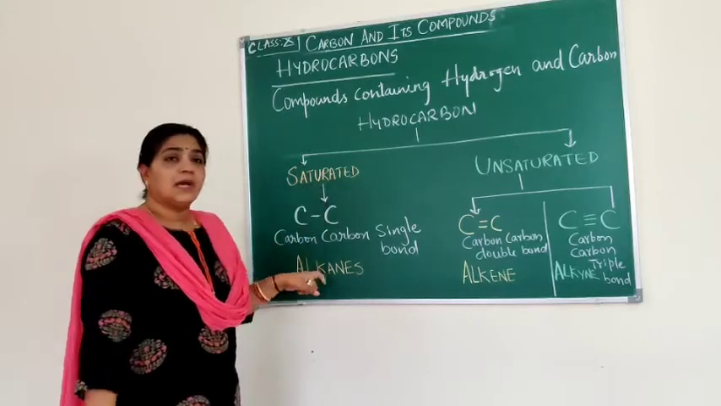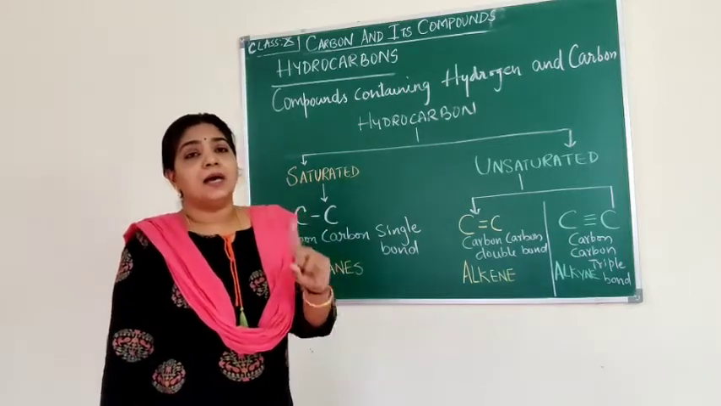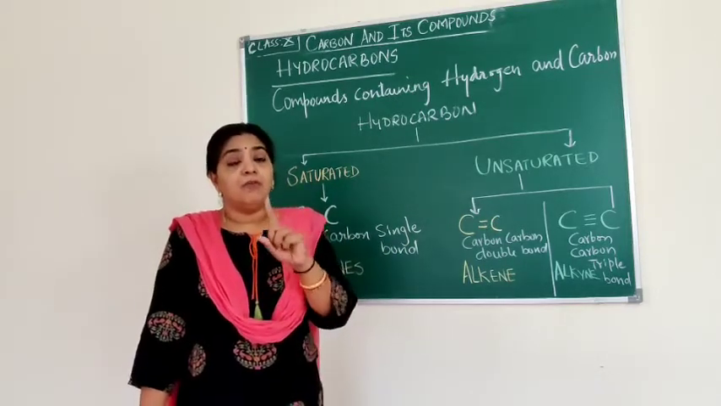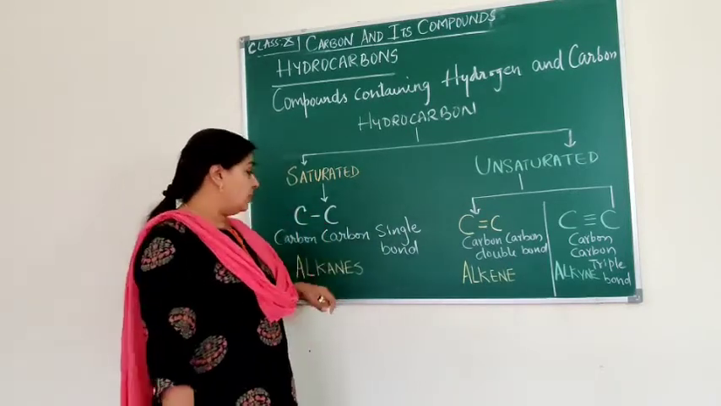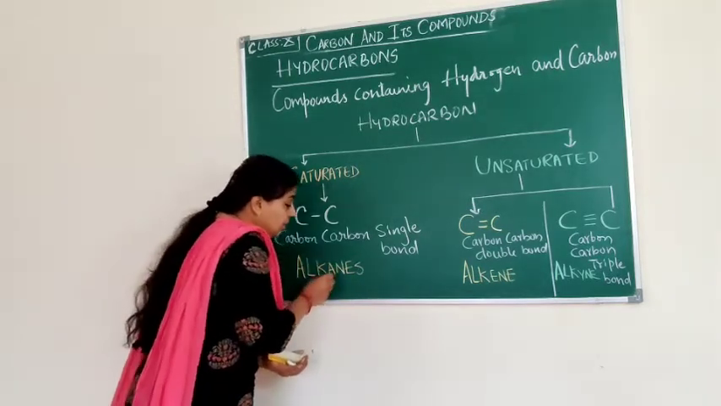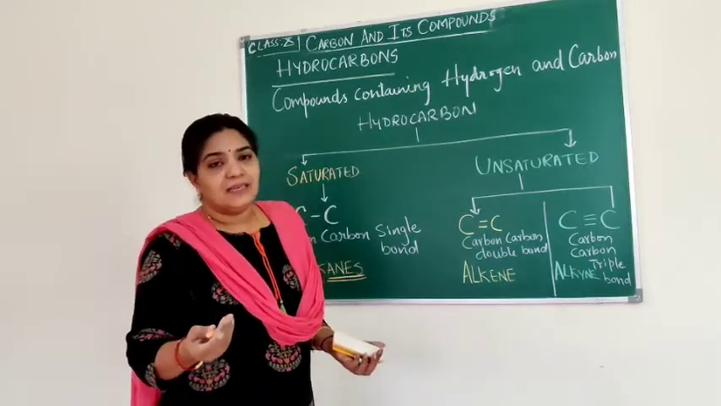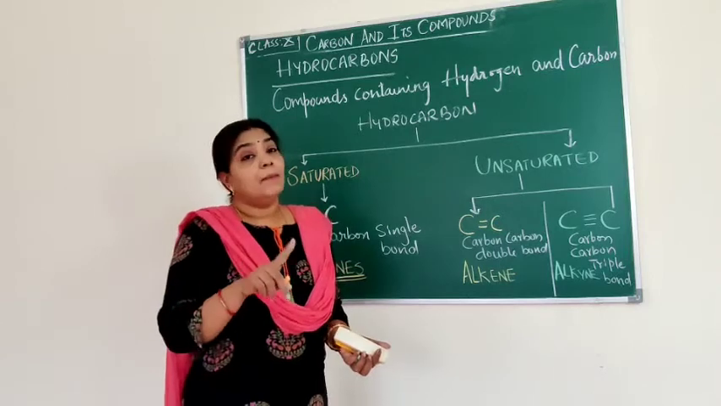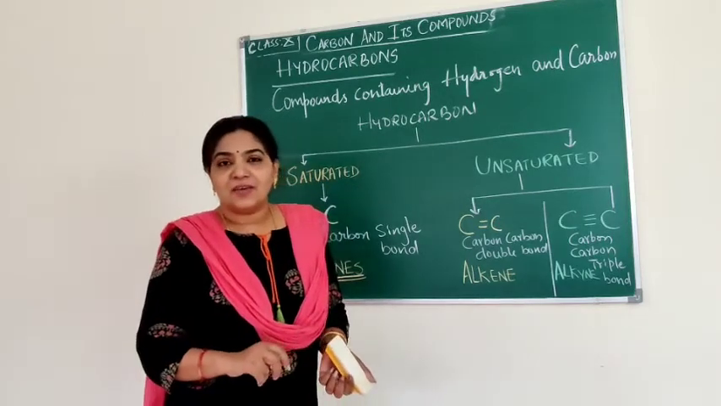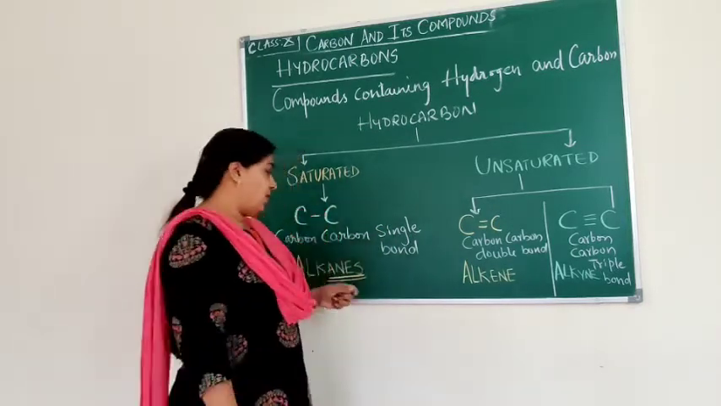The family of saturated hydrocarbons is referred to as alkanes. So what are alkanes? Alkanes are saturated hydrocarbons in which carbon-carbon forms a single bond. Such hydrocarbons are called alkanes. Remember, wherever you see an alkane, like the methane we just learned, CH4 is methane. Methane is a saturated hydrocarbon. Why is it saturated? Because the carbon-carbon bond is a single bond. Okay, understood.